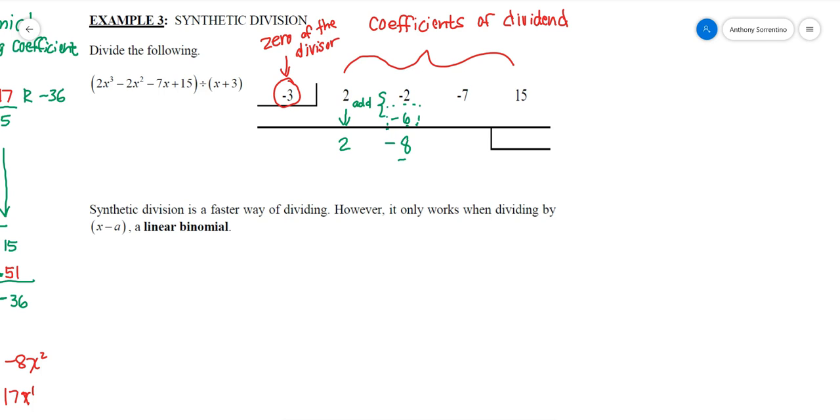Once I get a new number down here, I'm going to multiply that by the negative 3 up here. I'm going to get a plus 24. I really don't need to put a plus sign there, but I am going to add the numbers together, which gives me a positive 17. With the new number down here, I'm going to take the 17 times negative 3, and I'm going to get a minus 51. And when I subtract, I'm going to get a negative 36. The number that ends up in here is the remainder.